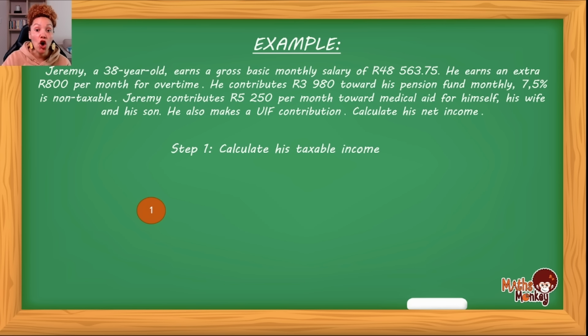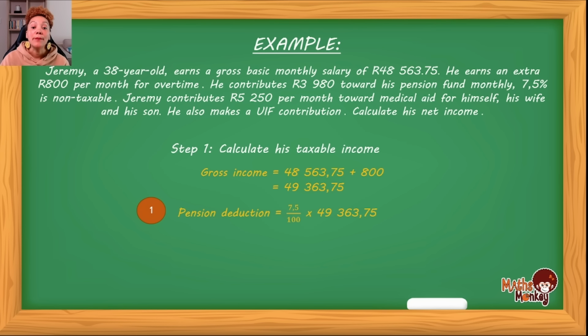Okay, so we're going to start with step 1, calculating his taxable income. First we start with his gross income. His gross income is the 48,563.75 plus the overtime. Remember, it's all of his income. This gives us 49,363.75. Now, we also said that we have a pension deduction, which is 7.5% of the gross income.